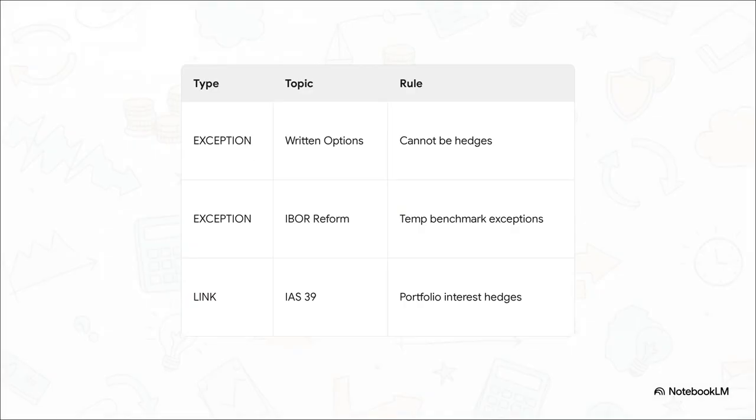Looking at our hedging exceptions, a highly tested area for students is that written options can almost never be used as hedging instruments. Why is that? Because writing an option exposes the issuer to theoretically unlimited loss. That increases risk, it doesn't hedge it.